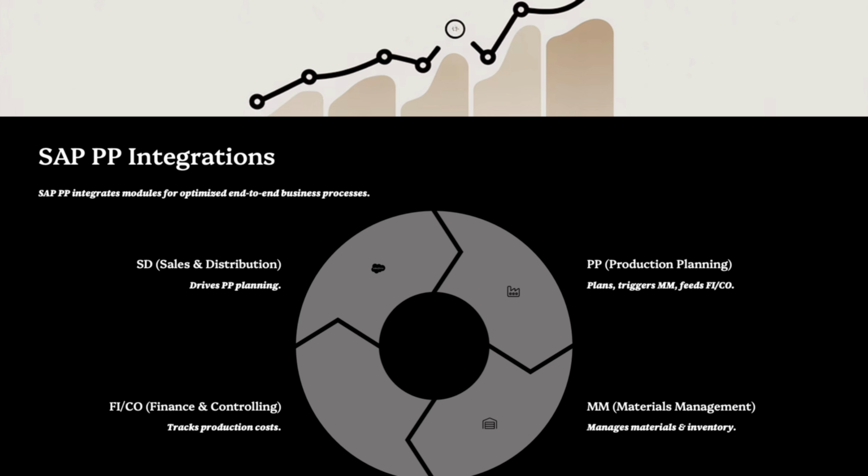PP, FI/CO, and beyond. Costs from production orders flow into controlling CO, enabling cost tracking and profitability analysis. Financial postings in FI ensure accurate accounting of inventory and production expenses. This seamless integration ensures that what starts as a sales order in SD translates into production in PP, material movements in MM, and finally financial entries in FI/CO. That's the power of SAP's end-to-end design.